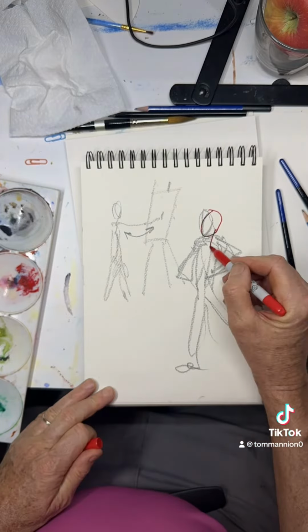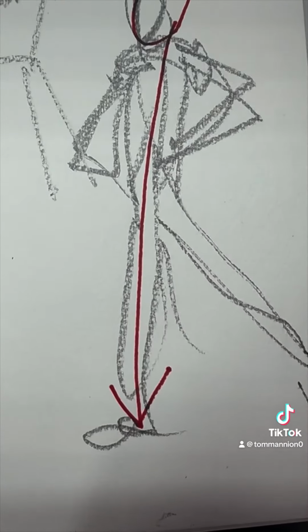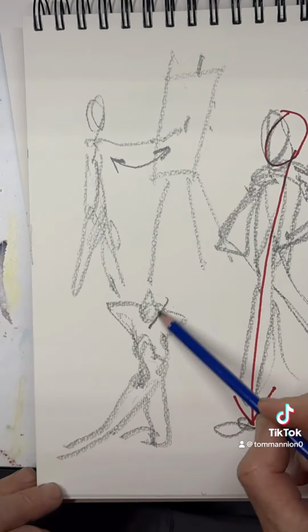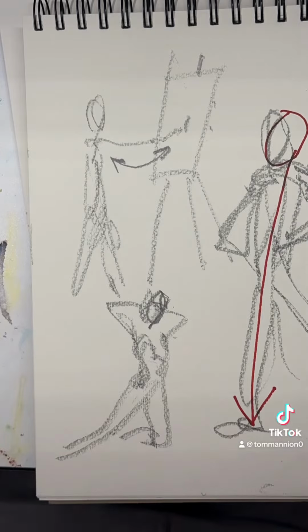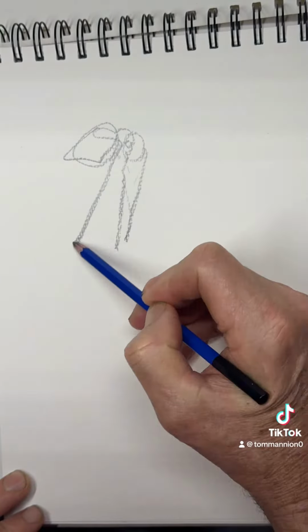Next, you want the line of tension. The first thing to look for with a live model is the line of tension, which is where the body weight is resting. And in these two examples, you see where the line of tension is. Beyond that, there are dozens of parameters and considerations.